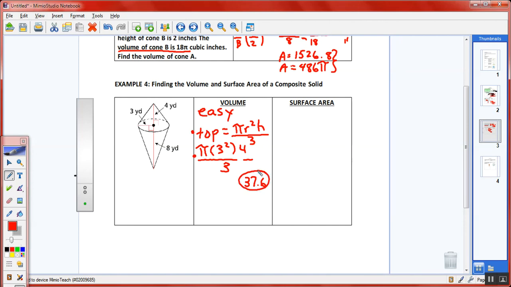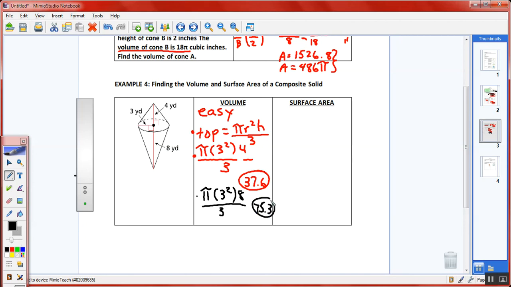Then the volume of the bottom cone, how would you find that? Same thing, but instead of having 4 as a height, you would have 8 as a height. So pi times 3 squared times 8 all over what? 75.3.